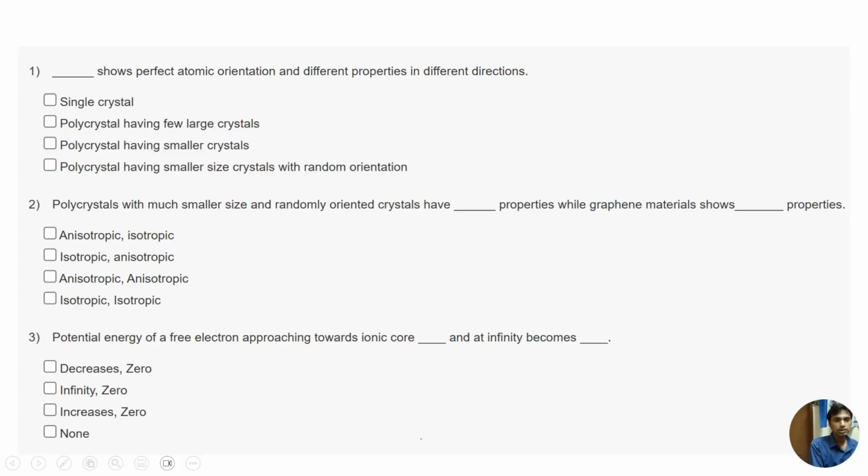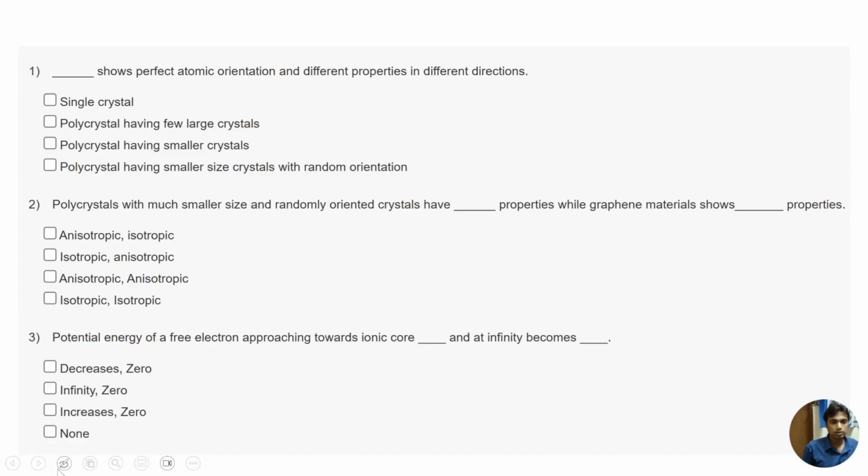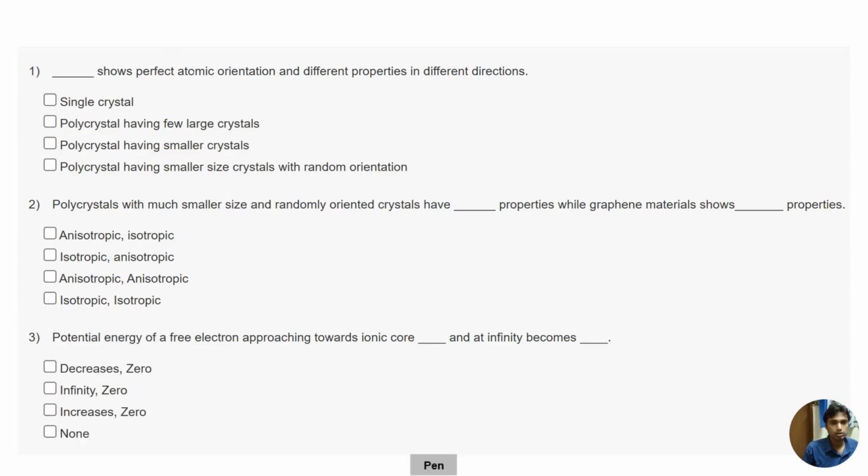Okay, now tell me about this. What shows perfectly atomic orientation and different properties in different directions? Anisotropic, which is single crystal; a single crystal is completely anisotropic. Perfect. Polycrystal with few large crystals will not be perfectly oriented. Look at the word perfect. Few large crystals is fine, but random orientation is not okay here, totally not okay, it has to be perfect. Since it is perfect, it will be only single crystal. Okay, got it.